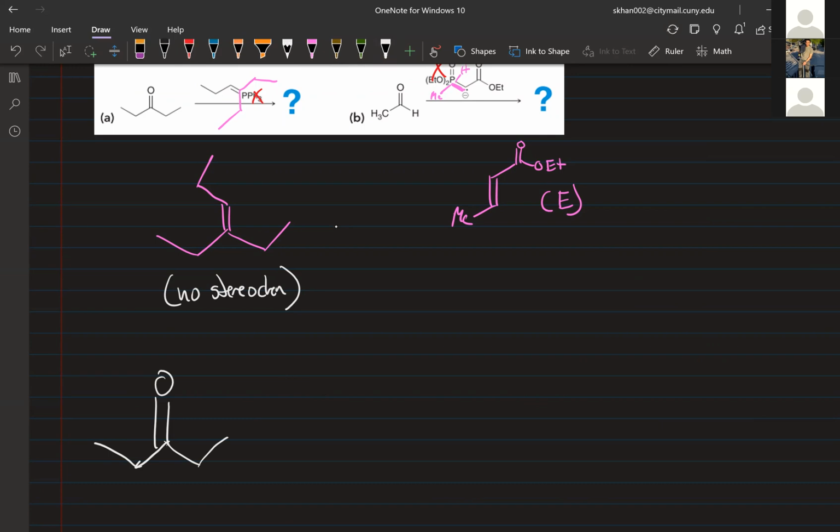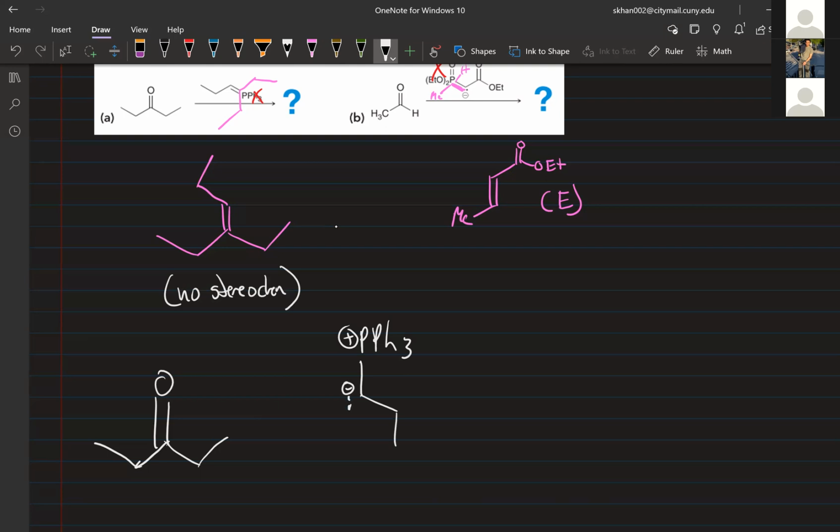Okay, so we have this. What else do we have here? We're going to use our PPh3. I'm going to draw it slightly differently. I'm going to draw the ylide form. We have PPh3, and then we have what? 1, 2, 3 carbons attached. So this is plus, this is negative, right?